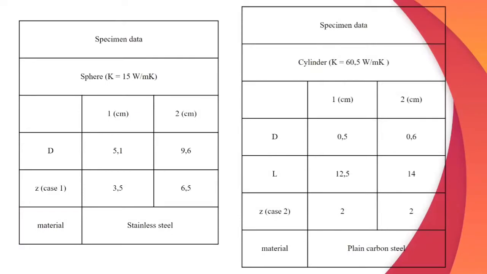First, we will look at the specimen data, which is taken before we did the experiment. From the table here, we can see that each shape, the sphere and cylinder, has two different sizes, and it also comes in different materials, with the sphere being stainless steel and the cylinder being plain carbon steel. Notice that there is a Z for case 1 and case 2. The Z value is selected so that it will fulfill the restriction according to the shape factor table shown earlier.